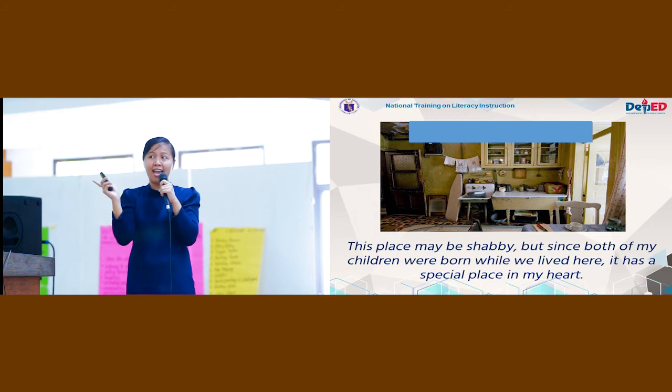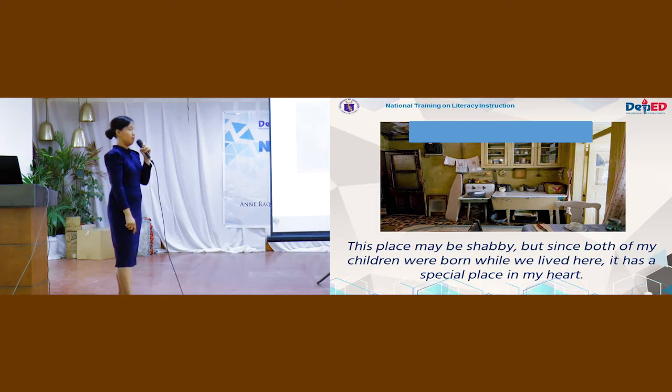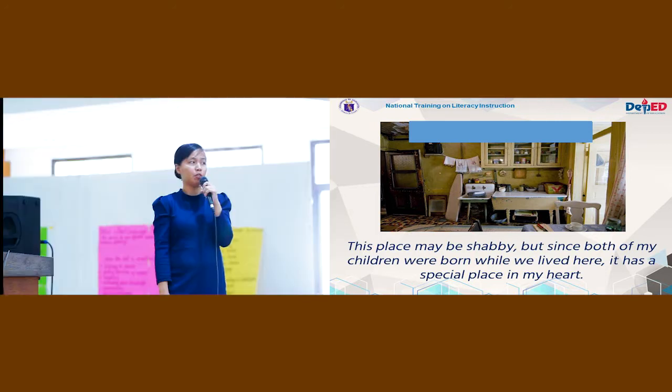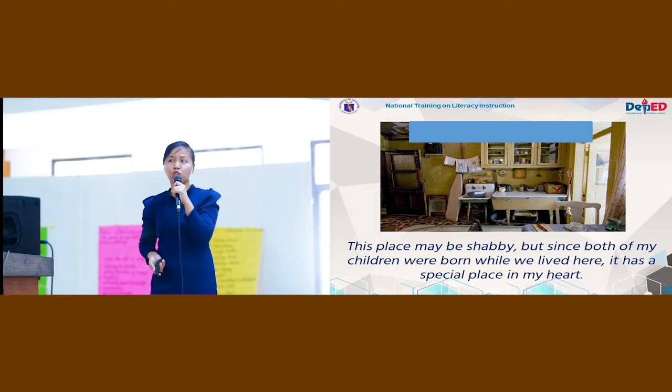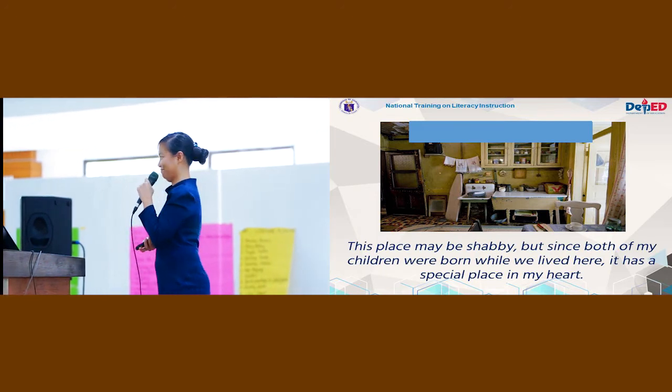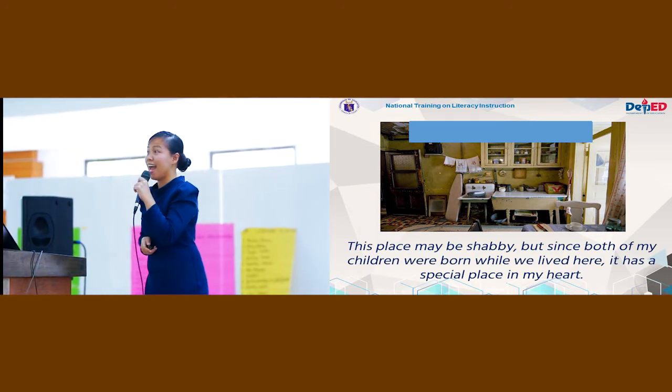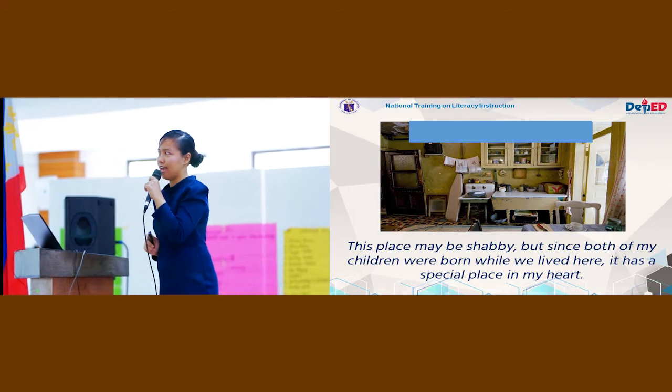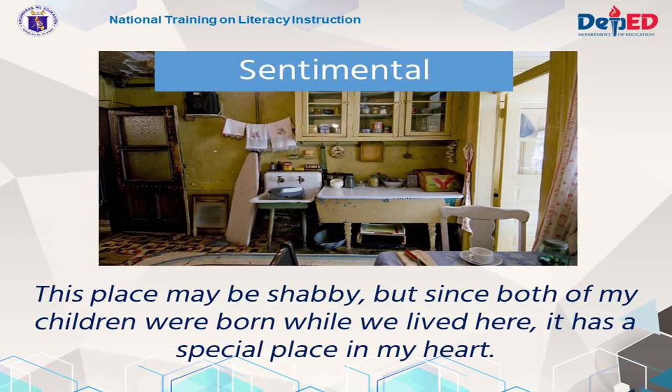So, one of the lines in the story says like this: "This place may be shabby, but since both of my children were born while we lived here, it has a special place in my heart." So what do you think is the attitude of the author when he wrote this line? Sentimental, thank you very much, right? Because of the phrase, "a special place in my heart." Even though it looks shabby, cluttered, messy, it expresses tender and gentle emotion, okay?